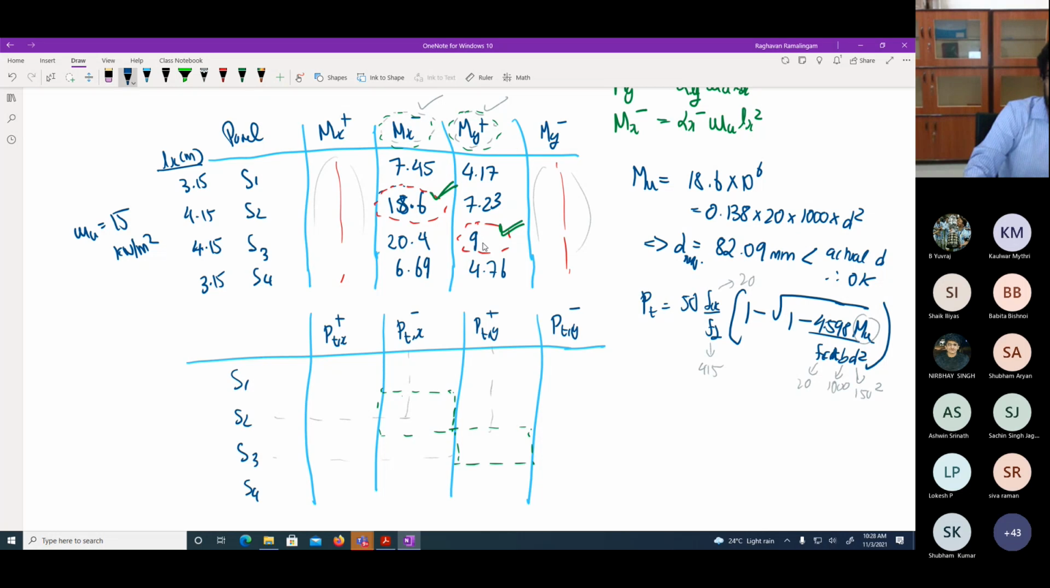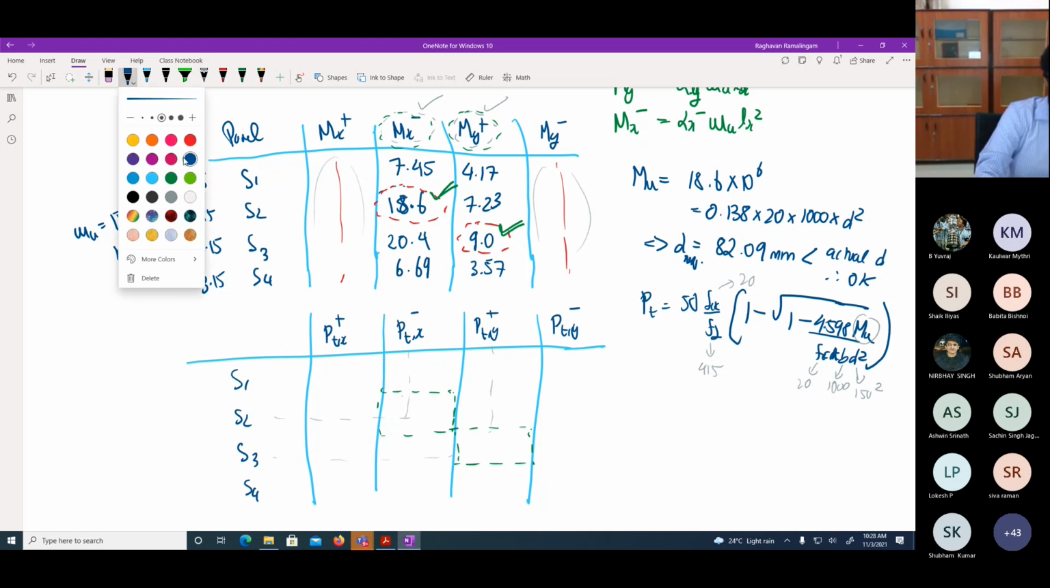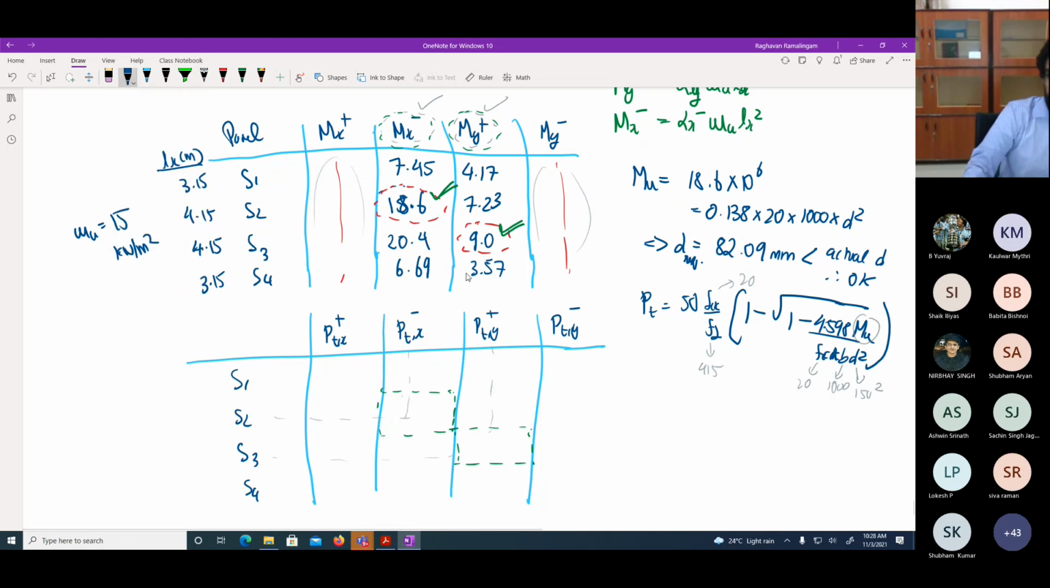Sir, that will be 3.57, sir, rather 4.76. With the first one? No, sir, like the last one, S4 MX plus, or this one. Yes, sir, there will be 3.57. Okay, this 18.6 and all are correct, no? Yes, sir, those are correct. I think you used the wrong span. Okay, fine, no problem.